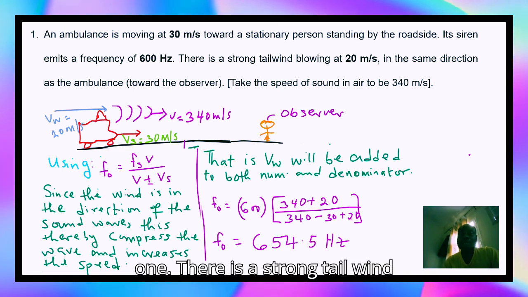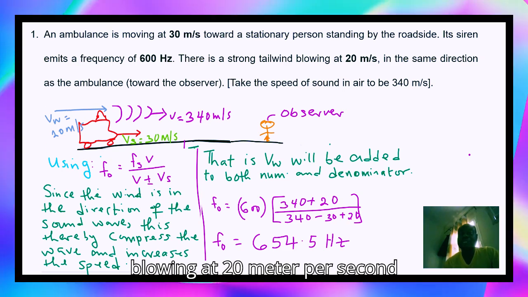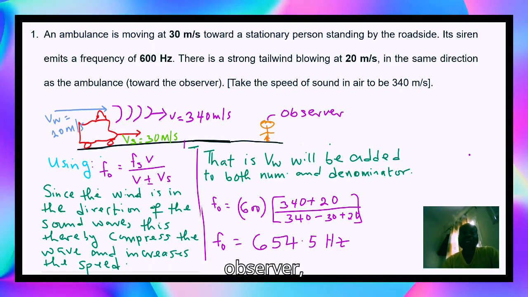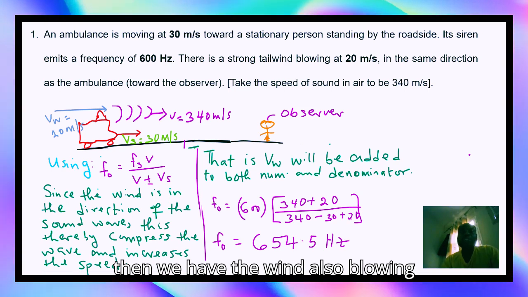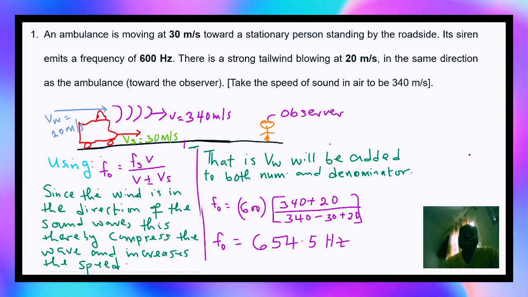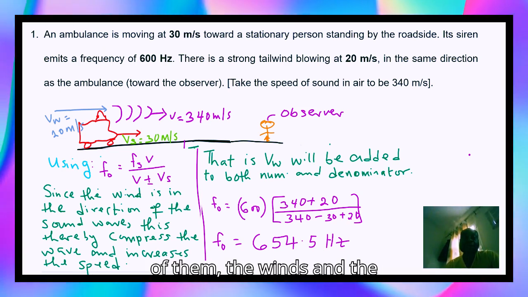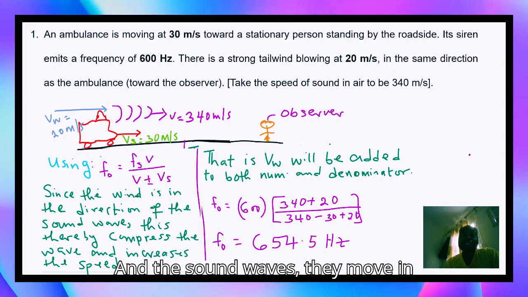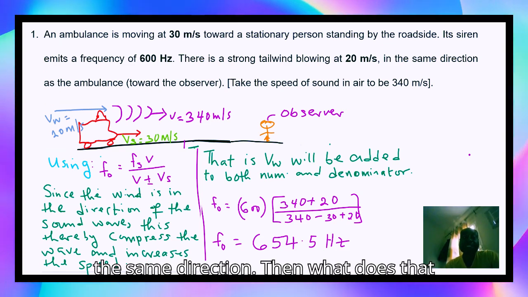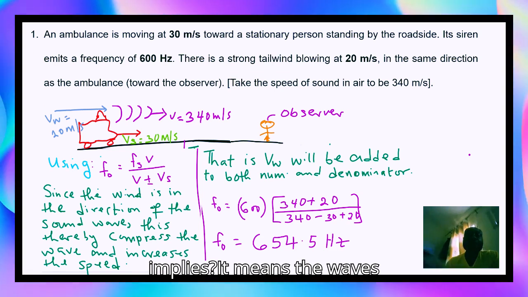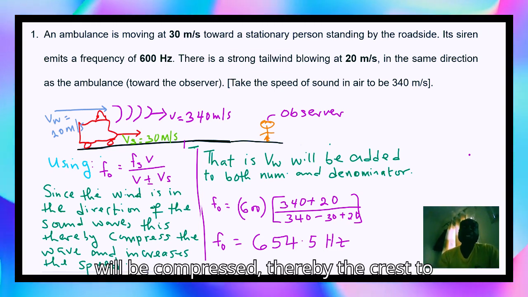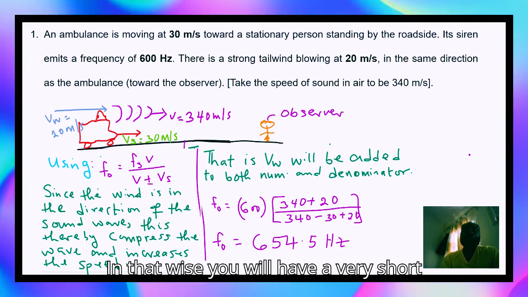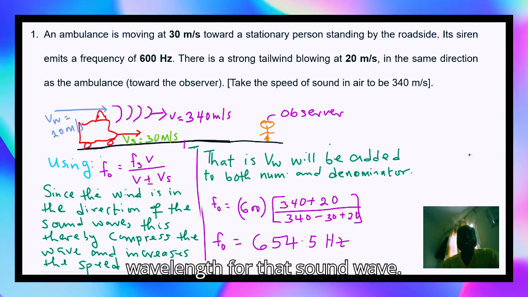Now, our concern here is this one. There is a strong tailwind blowing at 20 meters per second in the same direction as the ambulance. As the ambulance is moving towards the observer, the wind is also blowing directly towards the observer. What does this imply? Since the wind and the sound waves move in the same direction, the waves will be compressed, so the crest to crest will be very minimal. In that wise, you will have a very short wavelength for that sound wave.